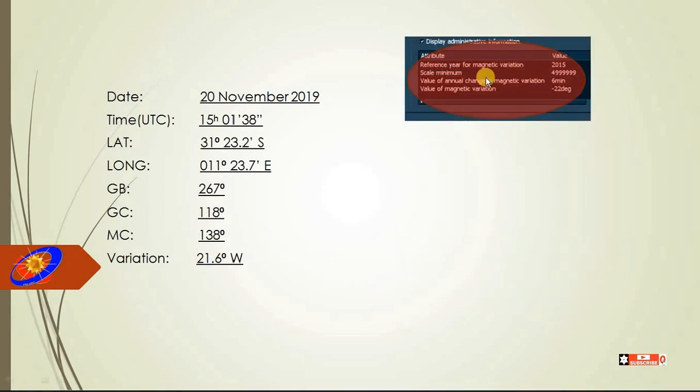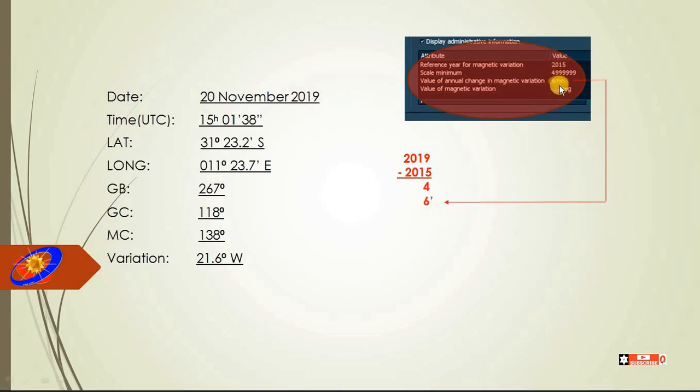Okay, here we go guys. We have here the reference year for the magnetic variation, which is 2015. This is the year that this data was taken. And we have the current year now, which is 2019. We bring it down. And also, we bring it down, the 2015, the reference year for magnetic variation. We subtract them, always. We get 4.